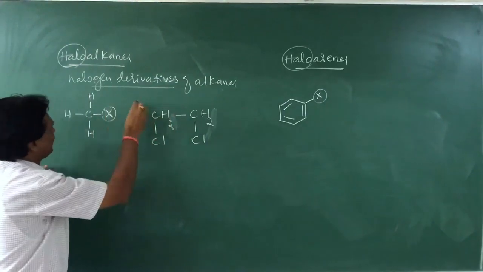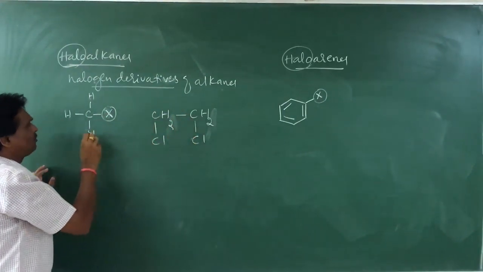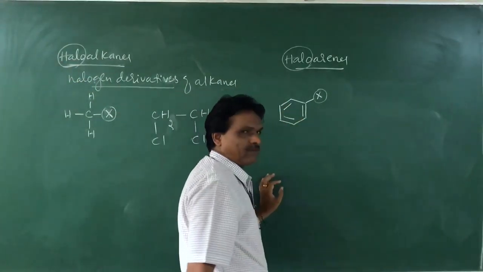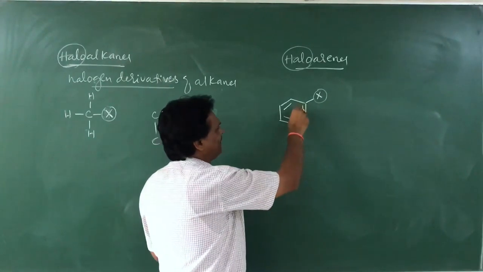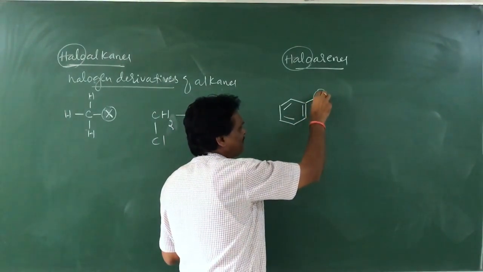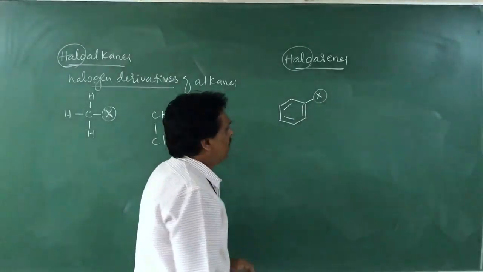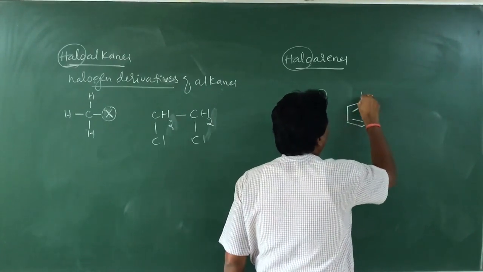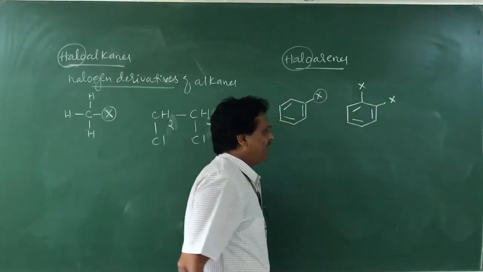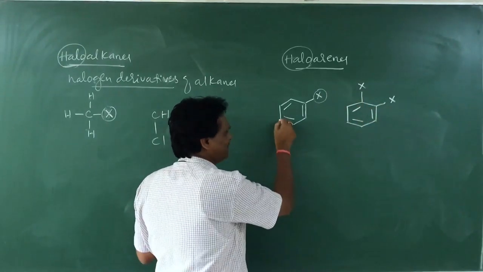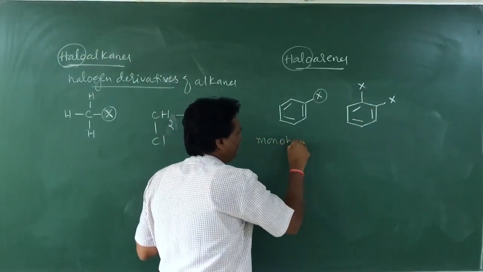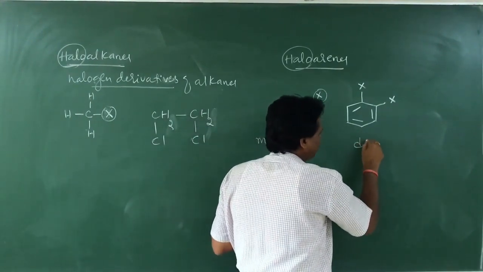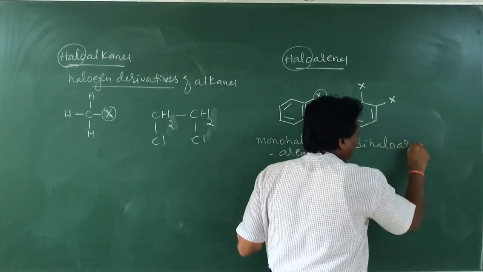So in alkanes, if hydrogen atoms are replaced by halogen, we get haloalkanes. In aromatic compounds, if one of the hydrogen atoms of benzene is replaced by halogen, halobenzene. Or if two hydrogen atoms are replaced by two halogen atoms, these are dihaloarenes. This is monohaloarene. This is dihaloarene in general.